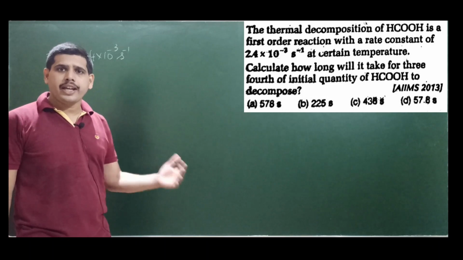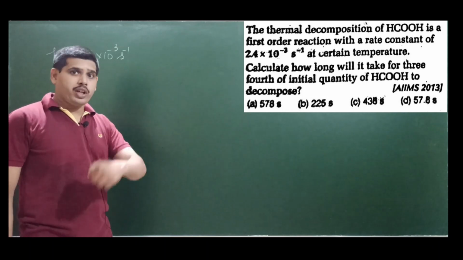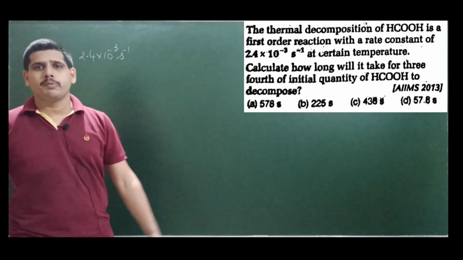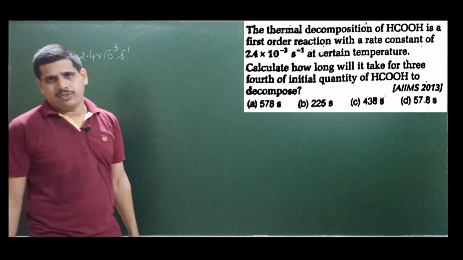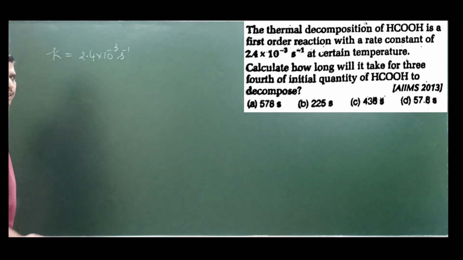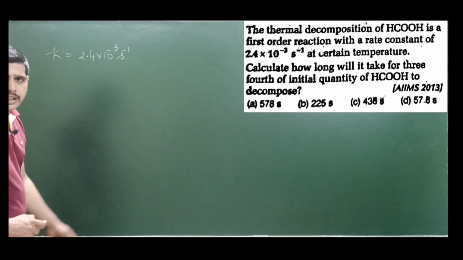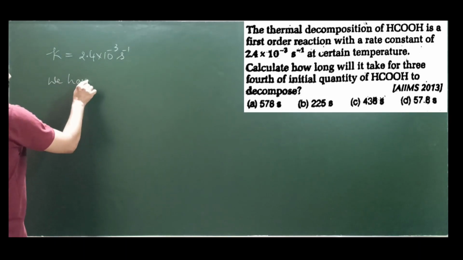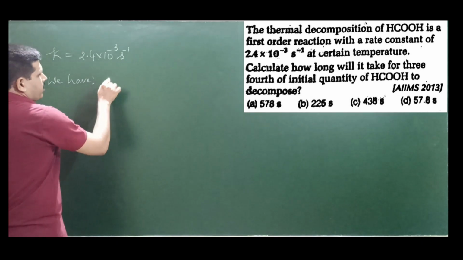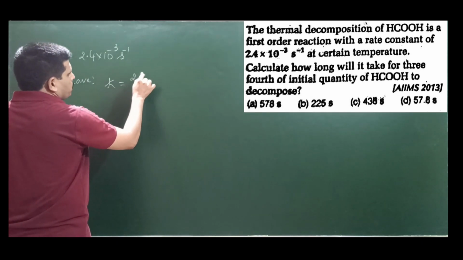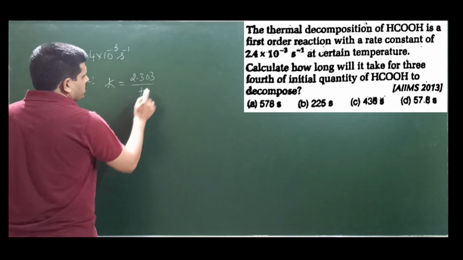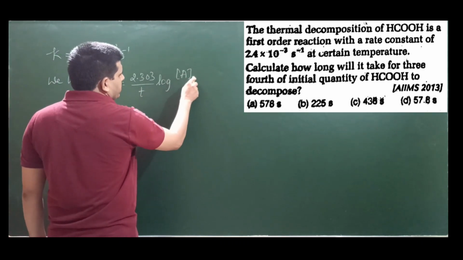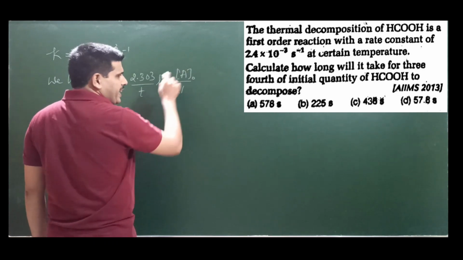So at what time period will we remain with 1/4 of it? In another way we can understand that question: 3/4 has to decompose, that means how much is remaining? 1/4. So we will calculate this by applying the integral rate equation for the first order reaction. We have the rate constant K equal to 2.303 divided by T into log of initial concentration divided by the concentration of A, the reactant.